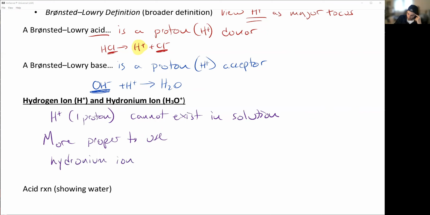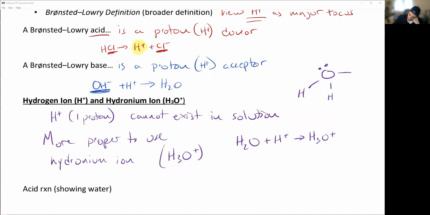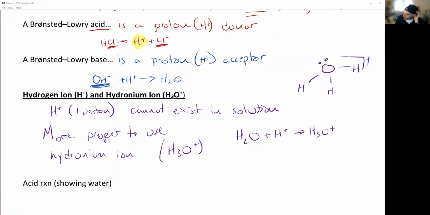The hydronium ion is H3O plus, or basically water acting as a base and taking on an H plus to give me H3O plus. That whole thing is positively charged. It is the hydrogen that has been accepted.